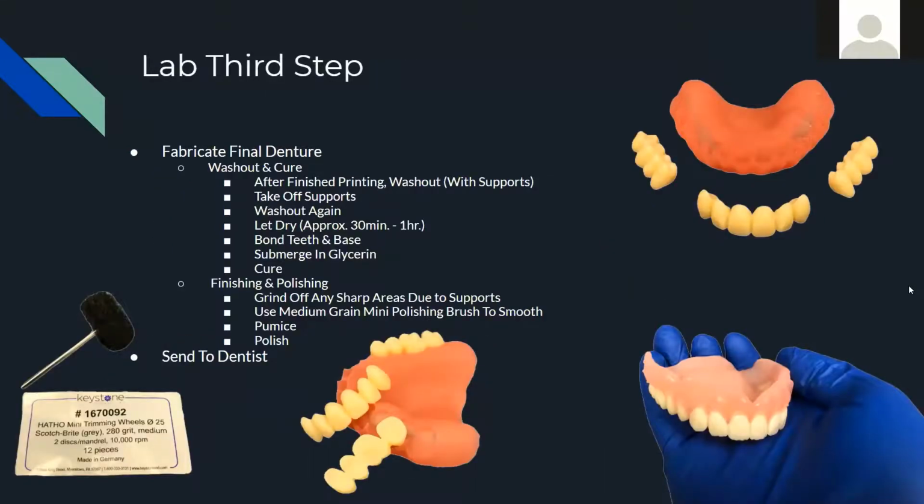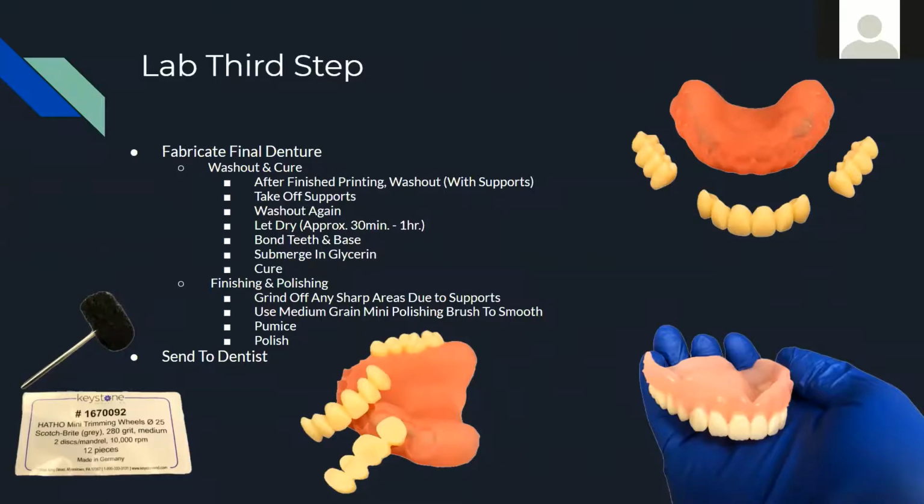So then this is when the lab would go ahead and fabricate the final denture. The lab would go ahead and print the base and the teeth. Then the way we go about processing the final denture is we would wash it out with the supports. We would take off the supports after that washout. Then we'd wash it out for a second time, and this would help clean any excess resin left from underneath the supports.